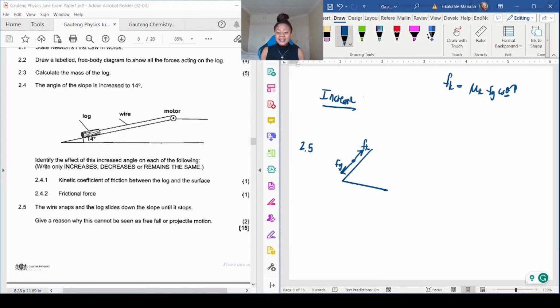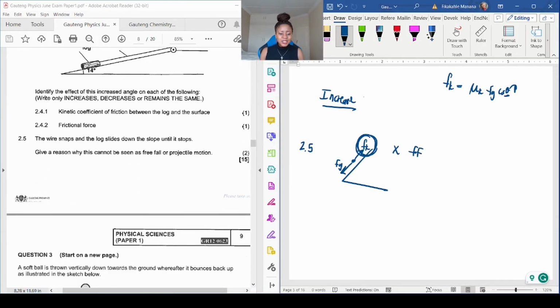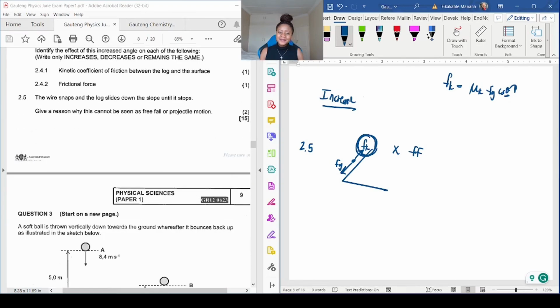In this case, we have both gravitational force as well as friction force acting on this log. So it cannot be seen as a free fall. Because of this, it cannot be free fall. And that sums it up for question 2.5.